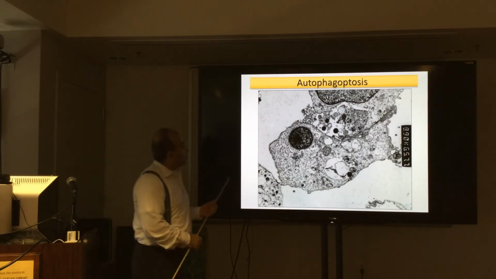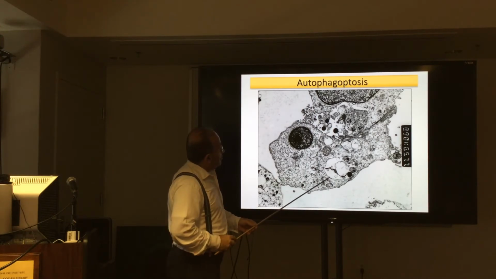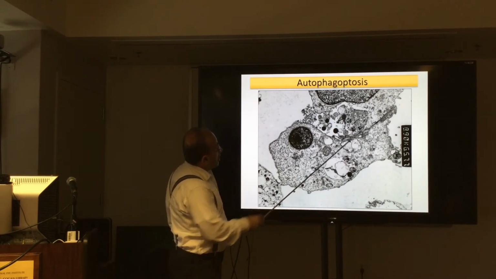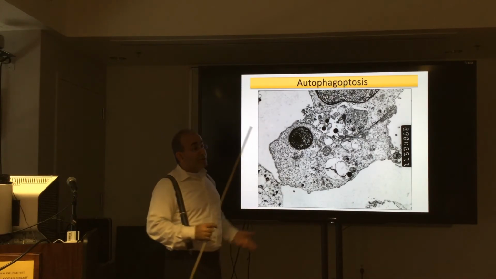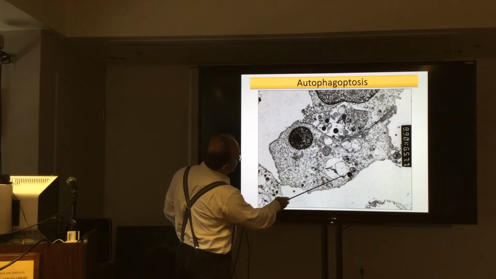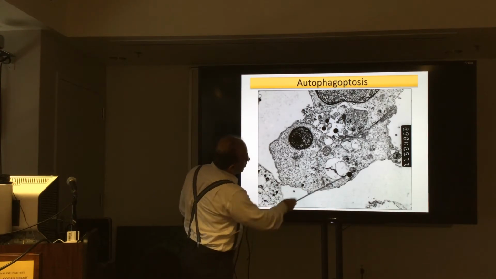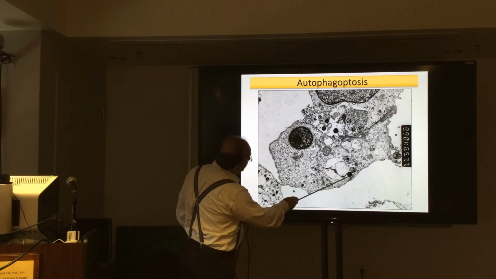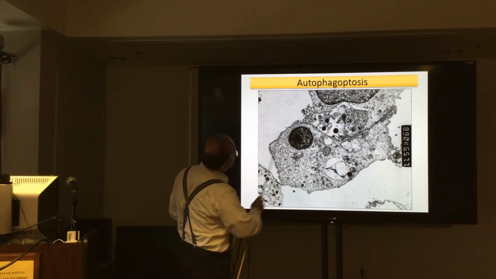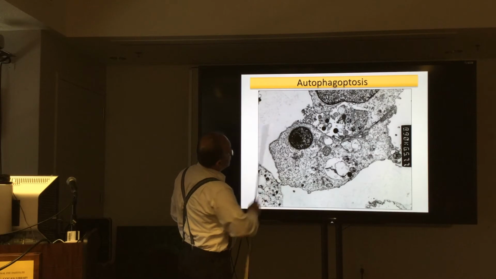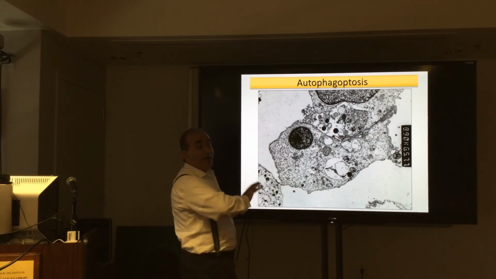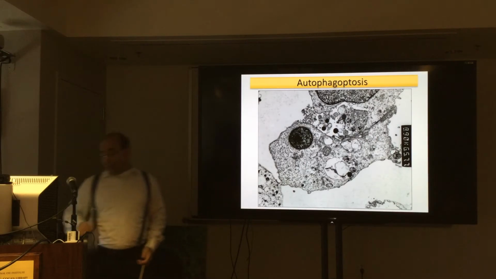Again, here is an advanced state where you can see that the cell is filled with autophagosomes and the nucleus basically is dying. And you can see the mitochondria are disintegrated. There are mitochondria here within this autophagosome. There's a lipid droplet. And this is another mitochondria that is disintegrating. The nucleus is also disintegrating. So this is an advanced stage of death by autophagy.